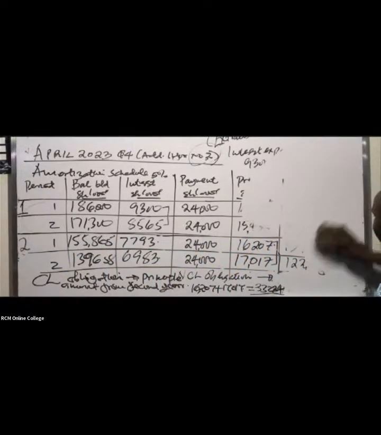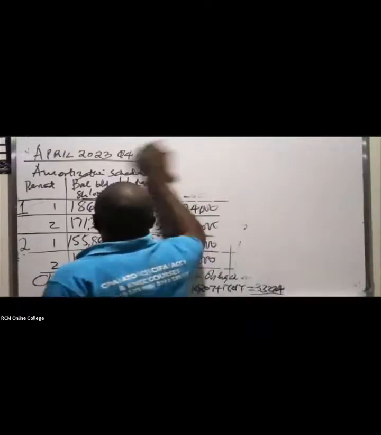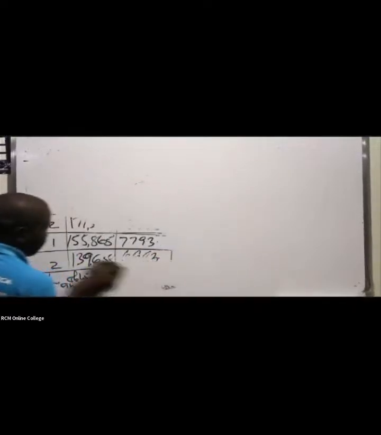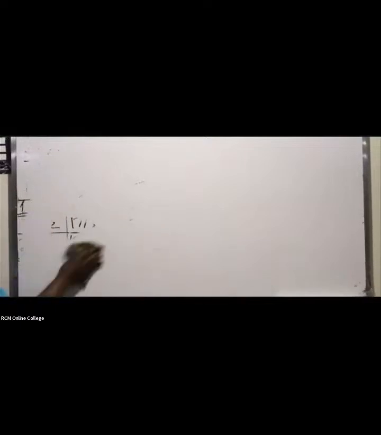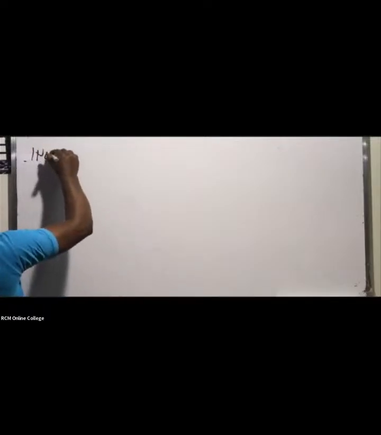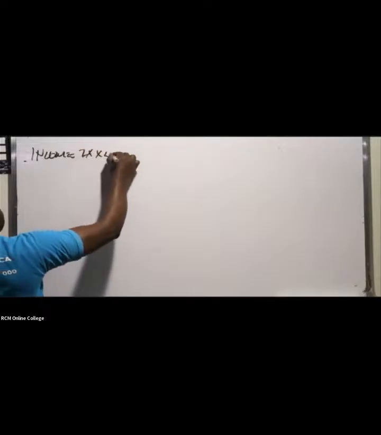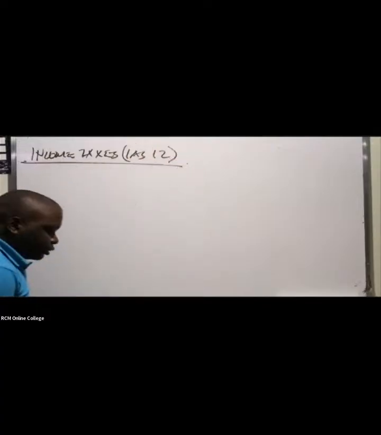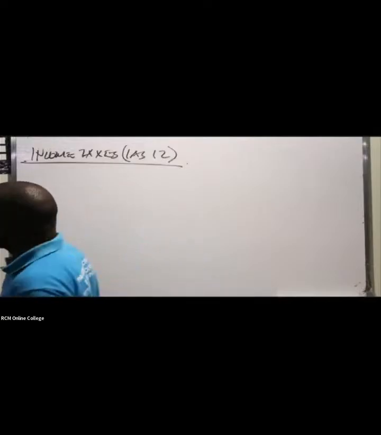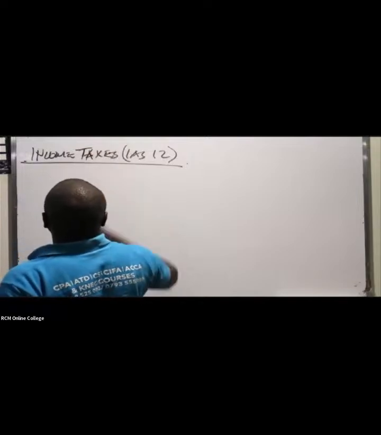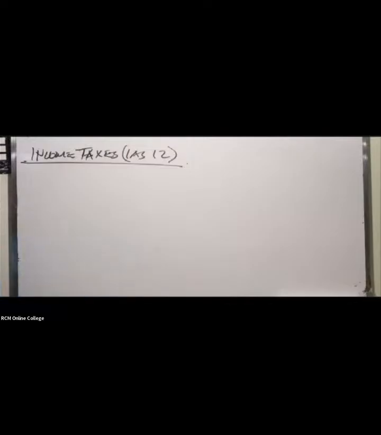Now I want us to look at another area. We call it income taxes. So you can write: Income taxes, IAS number 12, International Accounting Standard number 12. So you write that particular title.